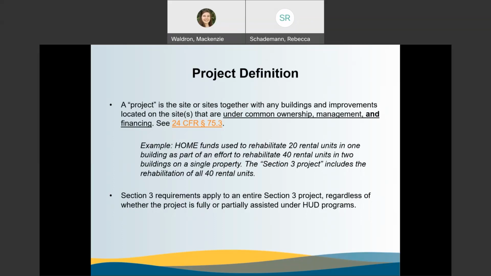Subrecipients and developers should keep in mind that existing projects may trigger section 3 compliance even after the initial commitment date, if the project includes other HUD funding or additional HUD funding meeting the applicability threshold. For example, funding provided in phases, such as multifamily housing rehabilitation that initially receives $150,000 of HOME assistance, would trigger section 3 requirements if it receives an additional amount exceeding $50,000 in housing and community development assistance.